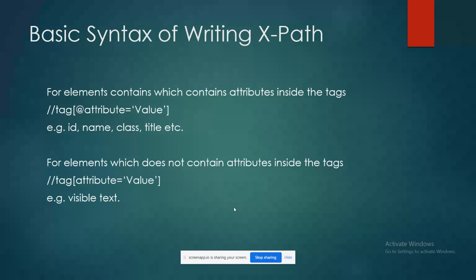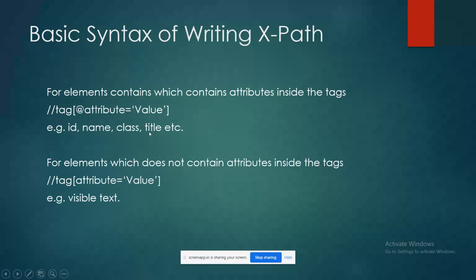So what is the basic syntax of writing an XPath? There are two kinds of XPaths available. In the first, the attribute name is itself present inside the tag, with the value itself. For that we write double slash for a relative XPath, then the tag name, and at the rate attribute, and then the value. So it is a simple, general way of writing XPaths. This kind of XPath can be written for ID, name, class, and title.